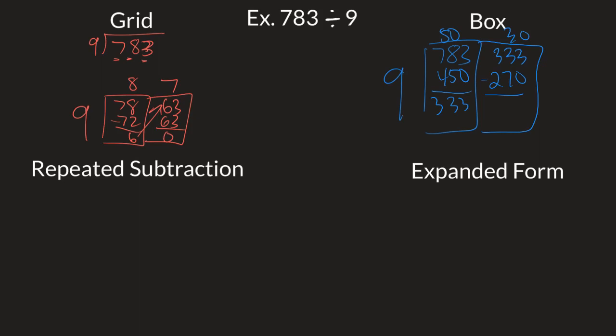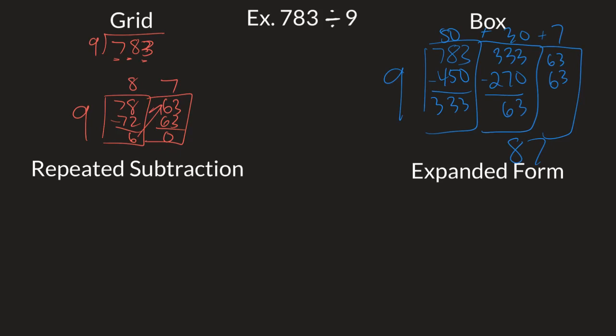So subtract that, and we're going to get 63. Whoa, no way. Now you bring up the 63, and 9 can go into 63 7 times. And all we do now is add all these together. 50 plus 30 is 80, plus 7, and the answer is 87.